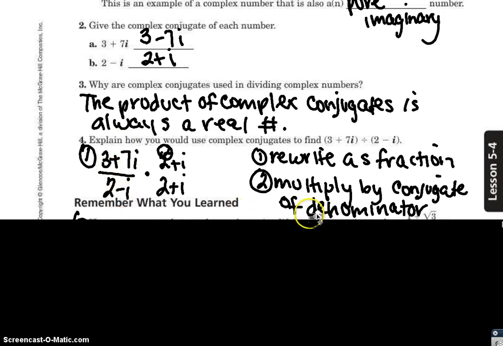The second part says I'm going to multiply by the conjugate of the denominator. So the denominator is 2 minus i. We'll back up in number 2. We said the conjugate was 2 plus i. So we're going to multiply both numerator and denominator by 2 plus i.